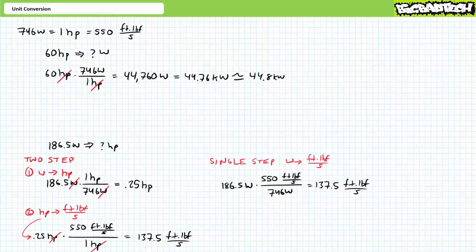Option 2, single-step conversion. If 1 horsepower is 746 watts, and 1 horsepower is also equal to 550 foot-pounds force per second, it stands to conjecture 746 watts is equal to 550 foot-pounds force per second. Using this equality, we can cut out the intermediate conversion to horsepower. The unit we want is foot-pounds force per second. The unit we don't want is watts. 186.5 watts times 550 foot-pounds force per second over 746 watts. Units of watts cancel out, and units of foot-pounds force per second remain, similarly yielding 137.5 foot-pounds force per second. Use whatever method you wish, as long as you get the correct answer.